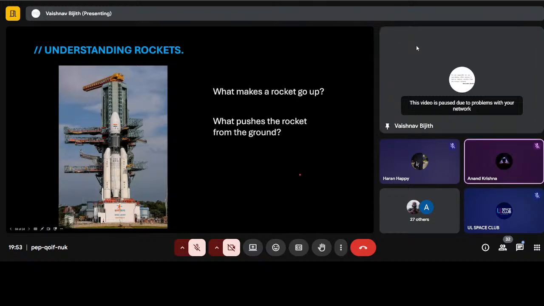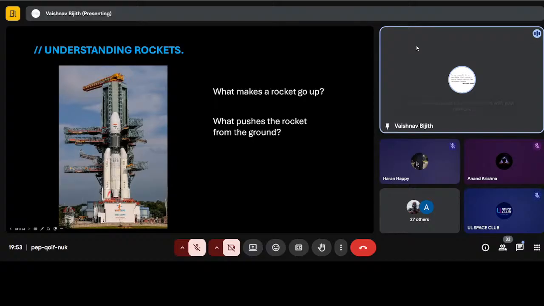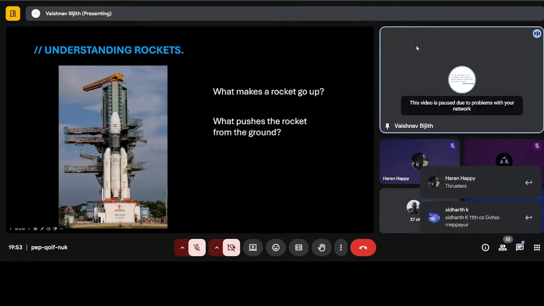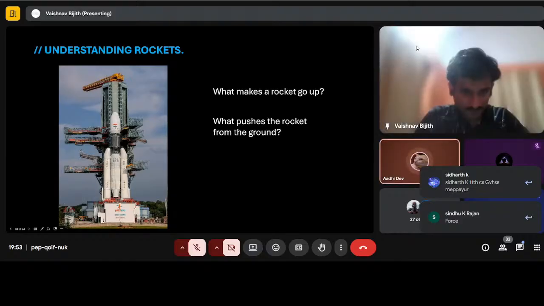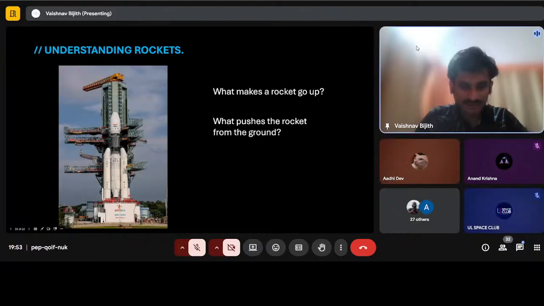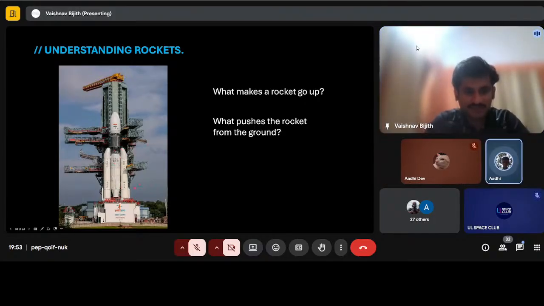Thrusters. Yeah, thrusters. But what actually happens there? What gives the thrust? The thrust from the engines makes a reaction that pushes the rocket up. Exactly, the thrust from the rocket. But what actually gives that thrust? I think the burning of fuel. Yeah, exactly, the fuel inside a rocket.